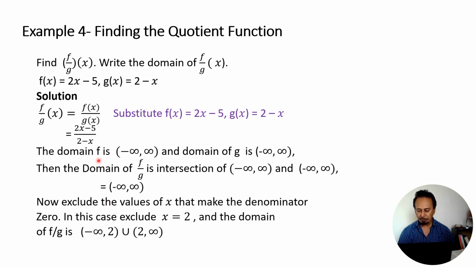Now, if you notice, if I substitute 2 in the denominator, it becomes 0, and we know division by 0 is undefined. So there is a restriction on this function, and we have to remove that restriction from this domain. So we exclude x equal to 2 from minus infinity to infinity. Therefore the domain of this function would be negative infinity to 2, parenthesis, union 2 to infinity.